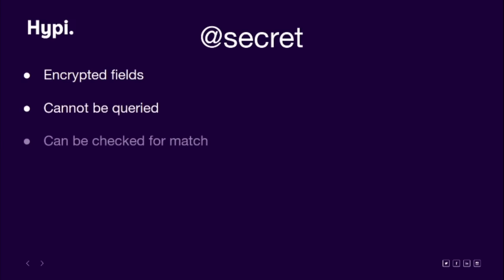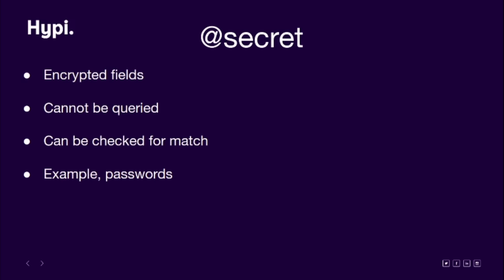The secret directive. It is used for encryption and hashing of field values. A typical client cannot query the value. By this I mean Hypi will not return the value via GraphQL. Secret fields are encrypted and cannot be decoded, except for PKCS5. You can only send a new value to be encrypted or hashed, and then the resulting value will be checked for equality with the value persisted in Hypi.